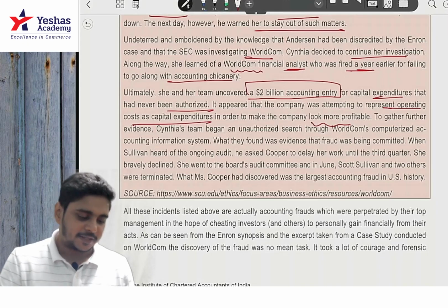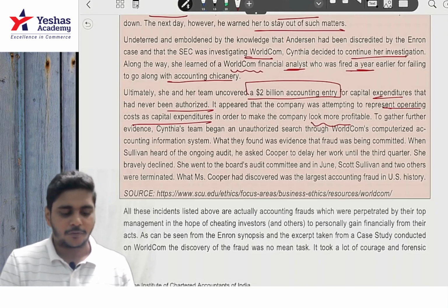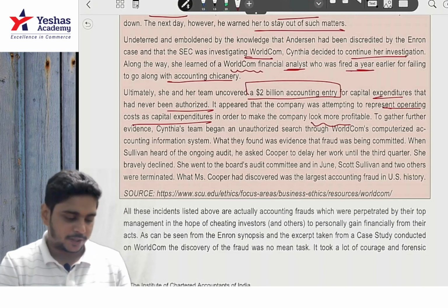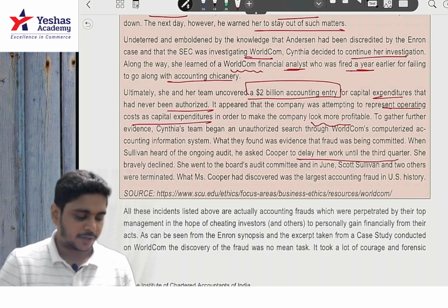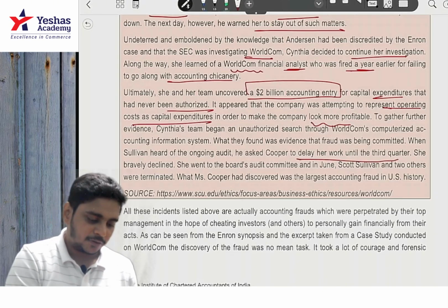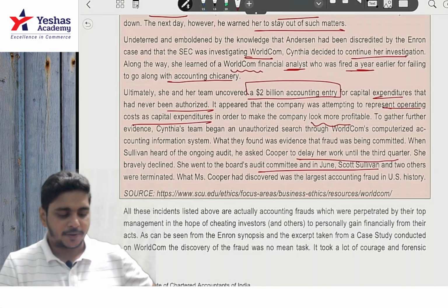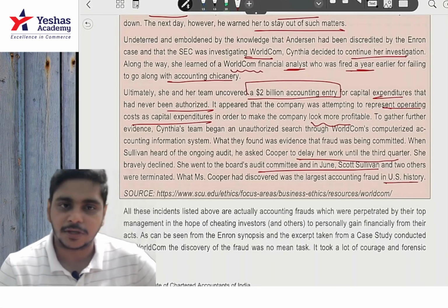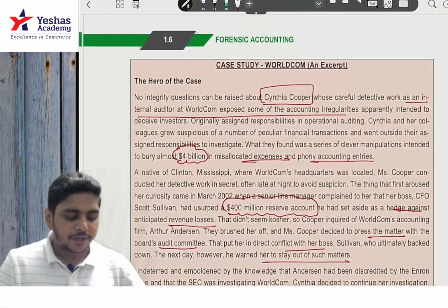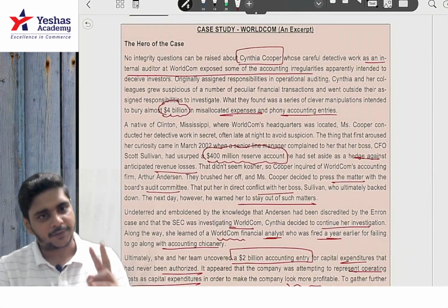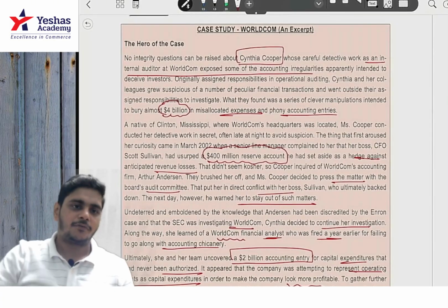To gather further evidence, Cynthia's team began an unauthorized search through WorldCom's computer accounting system. What they found was that fraud was being committed. Then, when Sullivan heard of the ongoing audit, he asked Cooper to delay her work until the third quarter. She bravely declined. She went to the board committee and in June, Scott, Sullivan and 2 others were terminated. What Cooper discovered was the largest accounting fraud in US history. So your internal auditor detected the fraud in WorldCom. Enron was the first fraud, the second fraud was WorldCom, and then eventually Arthur Andersen was banned forever.